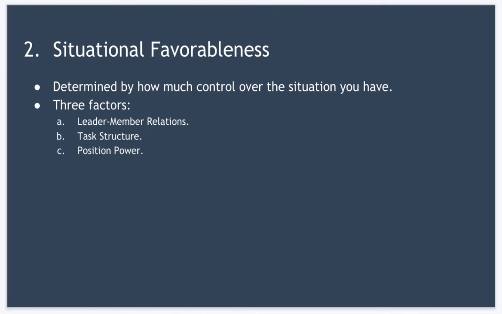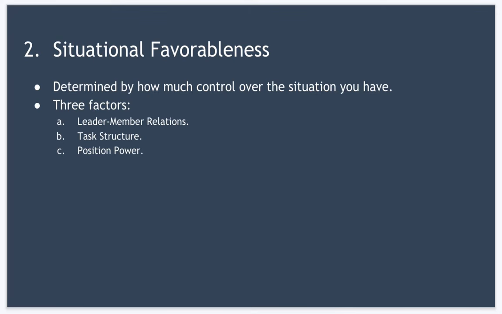And determining situational favorableness is done by examining the following three factors. So firstly, leader-member relations. And this factor measures how much your team trusts you. Greater trust increases the favorableness of the situation, and less trust reduces it.